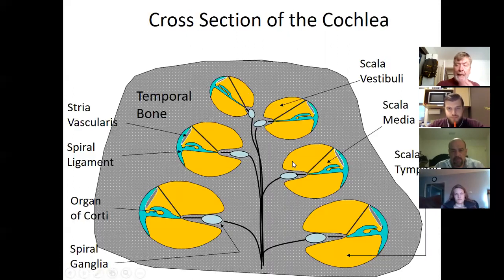Now, we're looking at it coiled up, scala vestibuli, scala media, scala tympani. Vestibuli, media, tympani. All one. The top one is scala vestibuli, scala media, scala tympani. And you see it drawn here. Now you can also look and you'll see stria vascularis. Well, that's where the triangle is attached onto the outer wall. And the stria vascularis is this little blue thing here.